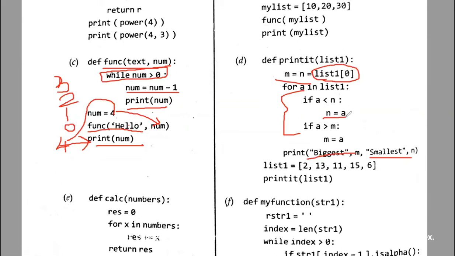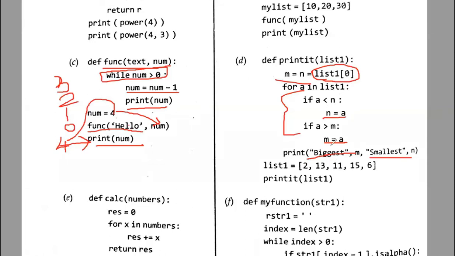So in the next if condition, each and every number in list 1 will be checked with the assigned biggest number to see whether any other number is greater than the assigned number. The condition checked here is whether 2 is greater than 2 initially, and then 13 greater than 2. Yes, 13 is greater than 2. So now M will be initialized to 13, and now 11 greater than 13 will be checked, and 15 greater than 13 will be checked. Now 15 is the greatest number and M will be initialized to 15, and then at last 6 greater than 15 will be checked. No, 6 is not greater than 15, so the largest number here will become 15.